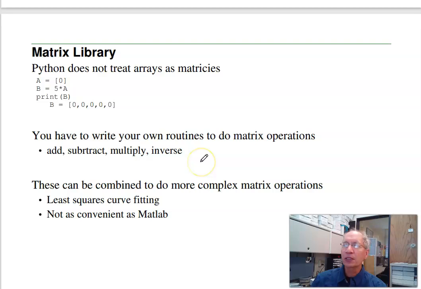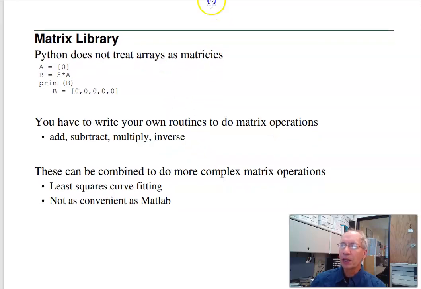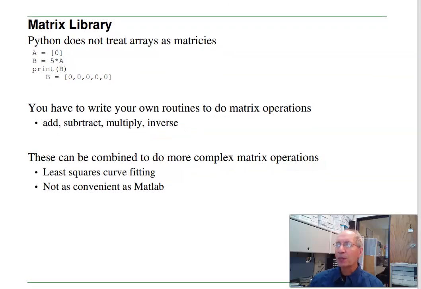And finally, we also looked at matrices. Now, matrices are really useful. Python is similar to MATLAB, but the way they handle matrices in Python is very different. In MATLAB, if I say A is matrix 0, B is 5 times A, then B is 5 times 0, also 0. In Python, B is going to be 5 copies of A. So in Python, you have to write your own matrix routines to add, subtract, multiply, and divide matrices, because Python doesn't treat your variables as matrices.